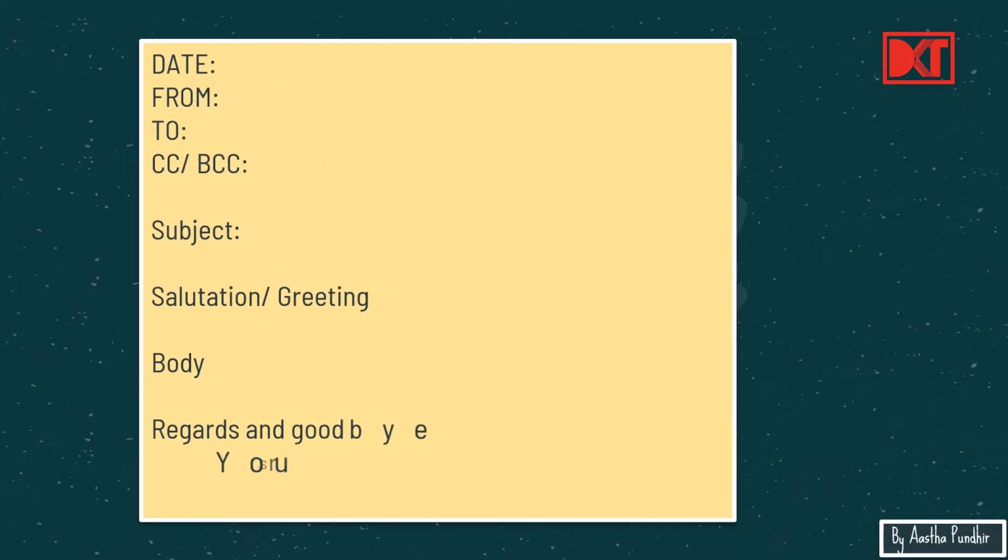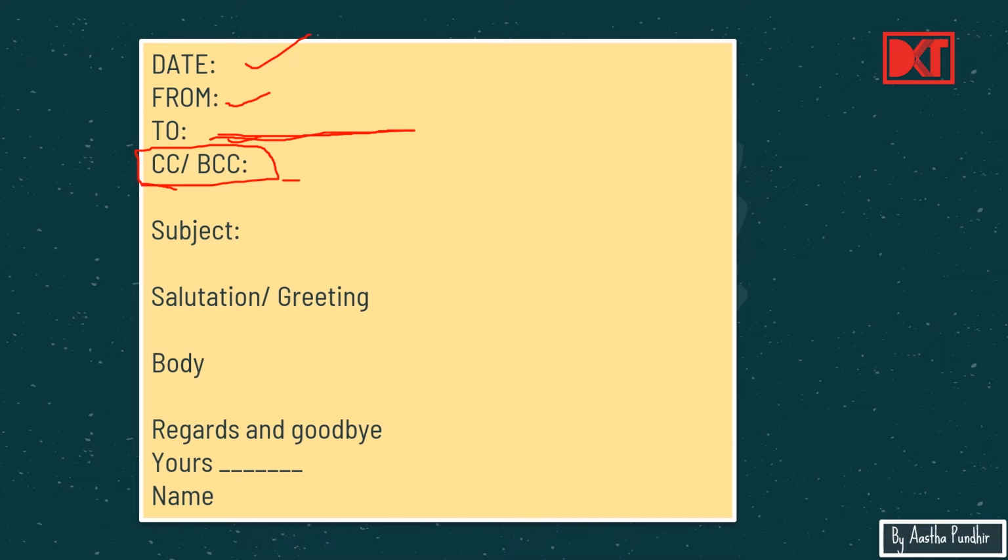Okay, pretty easy. You write the date, which is actually already mentioned in the email. Then from and to, CC or BCC is actually when you're writing the letter to the head authority, and then any other secondary people that you're writing this email to, whom you also want to keep in the loop. For example, suppose you're writing the email to your principal regarding something. So you address it to the principal, but since it also concerns your class teacher or your head of the department, you put their emails in CC or BCC.